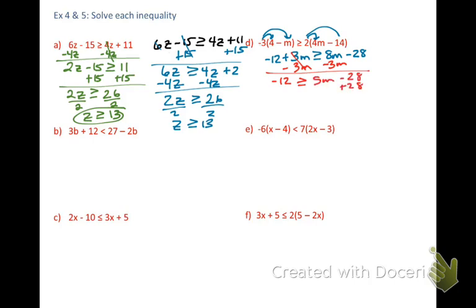Add 28 to both sides. That would be 16 equals 5m. Divide by 5. Divide by 5. So you can have 16 over 5 is greater than or equal to m. Or, if you're the kind that likes to have mixed numbers, you can do 3 1/5 is greater than or equal to m. So either one of these will work.